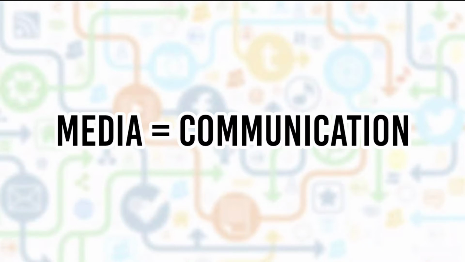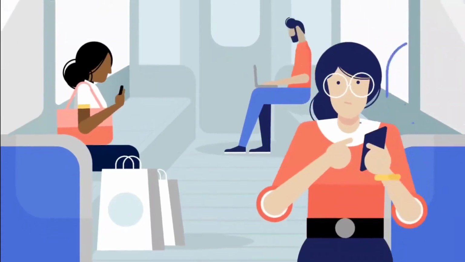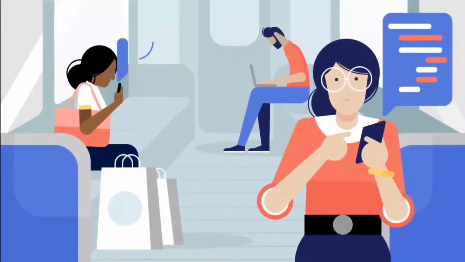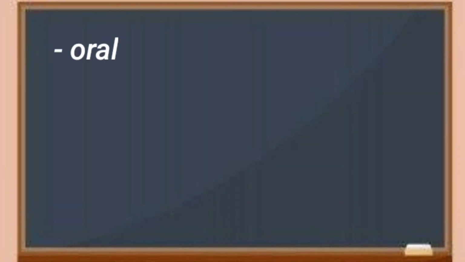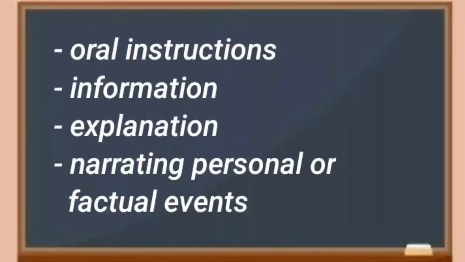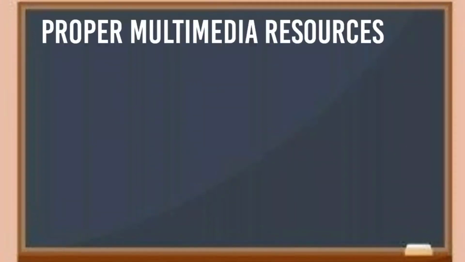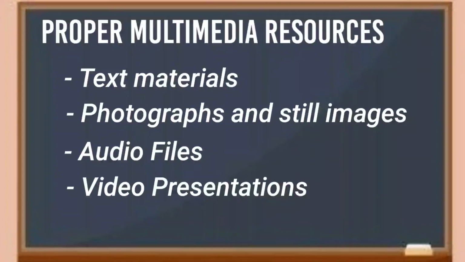Media is primarily used for communication. It can be written or oral. We keep on using different forms of media every day, but we don't pay attention if we use them properly. In giving oral instructions, information, even in making explanation or in narrating personal or factual events, you need to use proper multimedia resources such as text materials, photographs and other still images, audio files, video presentations, and animation. This combination of resources, when used properly, will help you to deliver any piece of information properly.